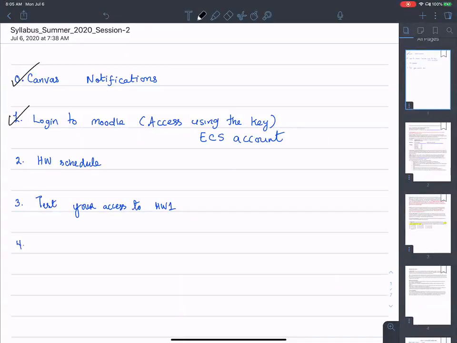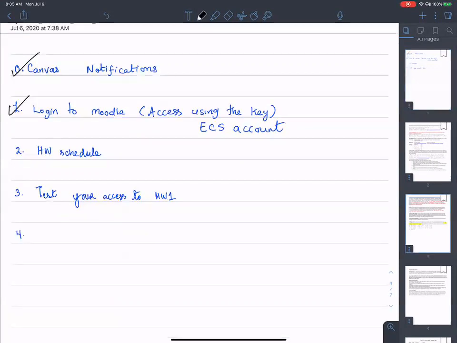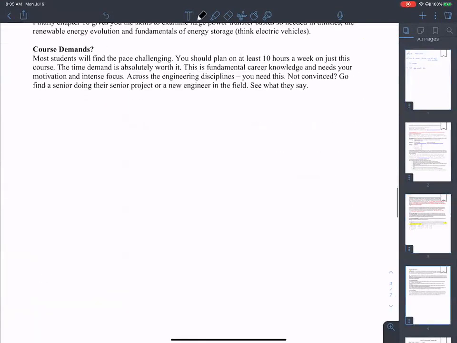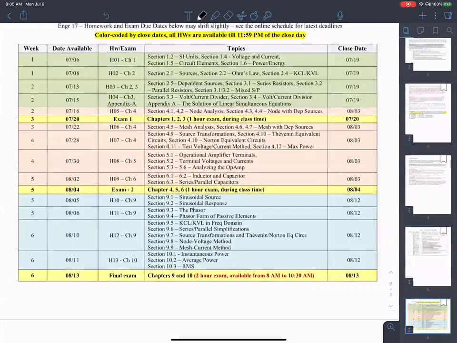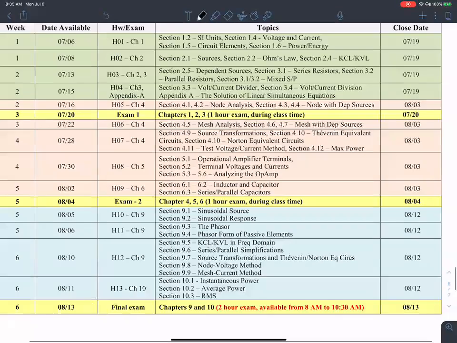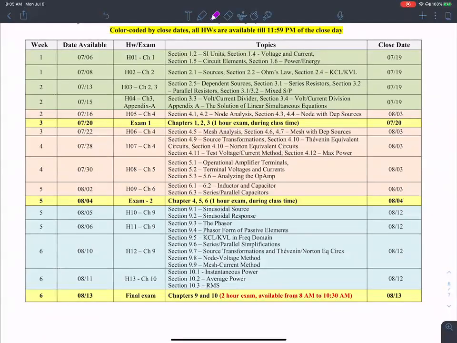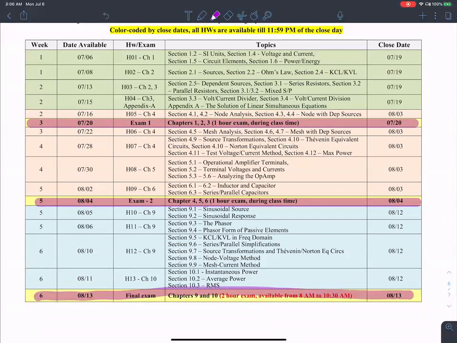So now let me quickly talk about the homework schedule, before we go into the details of the course itself. The homework schedule is also posted on Canvas, but the one thing that you want to remember is that the deadlines for the different homeworks are all organized around the deadlines for the exams. There are three exams. The midterm exam one is on the 20th of July, midterm exam two is on the 4th of August, and then the final exam itself is on the 13th of August. And as you can see, the homeworks are all scheduled around the midterm exams.